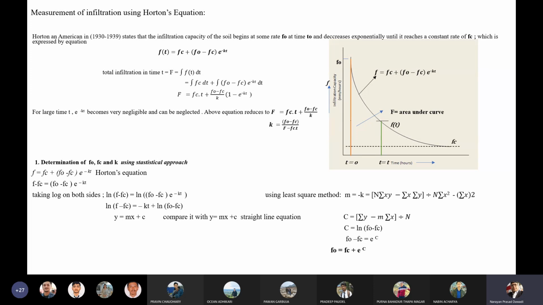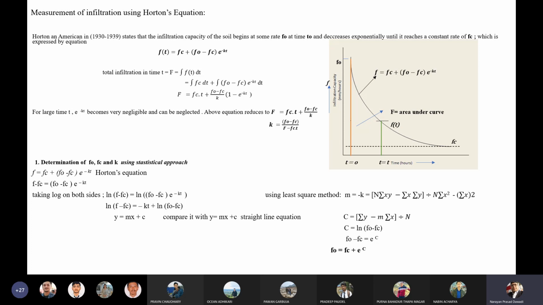Now, determination of f0, fc and k using the statistical approach. You can use the statistical approach to solve Horton's equation, because sometimes you may be asked in the exam to prove that Horton's equation is represented by a straight line. At that time, you have to do it in this way.